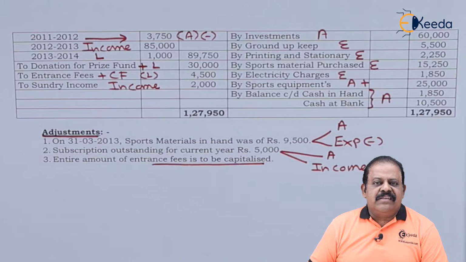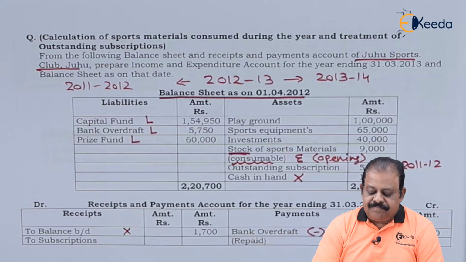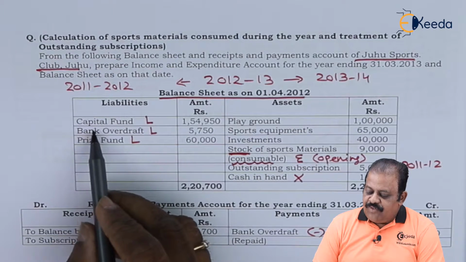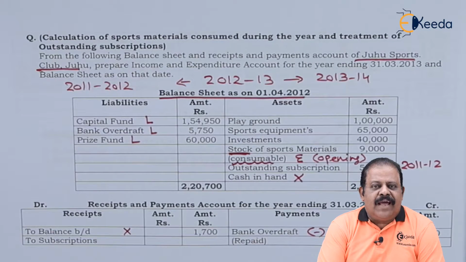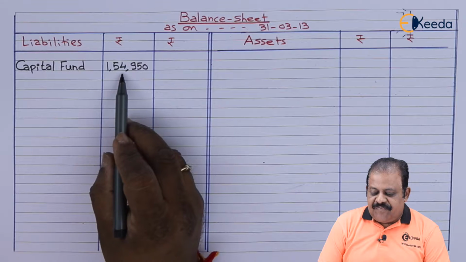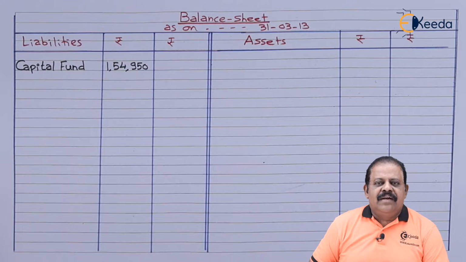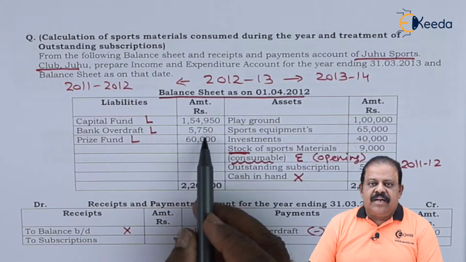Let us prepare the necessary accounts. Let us start with the opening balance sheet. Here we have the first item, capital fund. This will be transferred to the closing balance sheet on the liability side as opening balance. Liability side, first item, capital fund 1,54,950. Next we have bank overdraft 5,750.